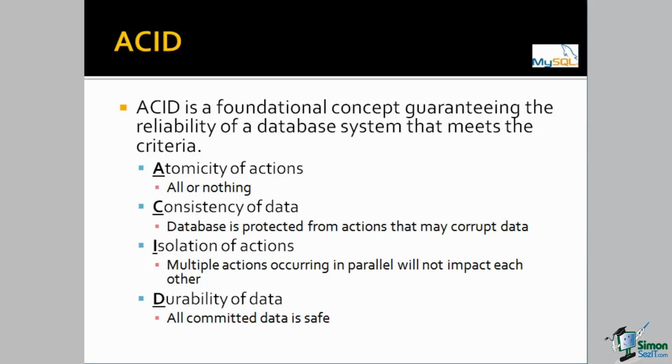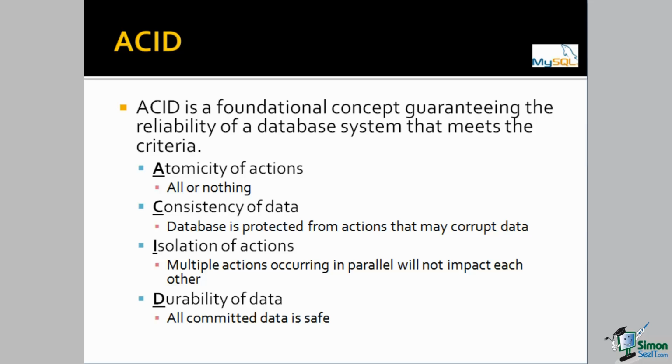So the atomicity of actions means if given some collection of actions to take against the database, they either need to all occur successfully or none of them occur. Consistency refers to the database protecting itself from actions that may corrupt the data. Isolation refers to the ability to have multiple users working within the database simultaneously without impacting each other or the data that each of the users is working with.